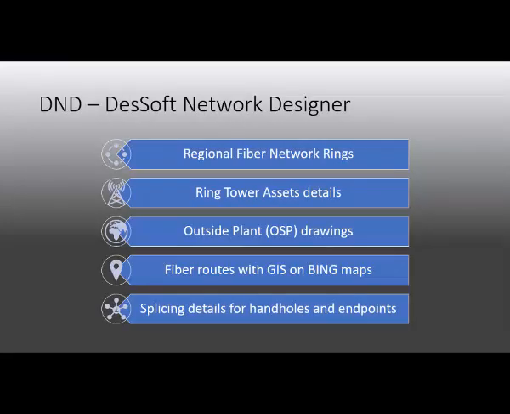We also have our DND, DesSoft Network Designer, and that is for your fiber environment. So it will allow you to create your fiber ring networks, your ring tower asset details, your outside plant type drawings, and this is done through Bing Maps that will really give you your GIS location information, and all the fiber routes, the ducting, your handholes, your starting points, endpoints can be mapped on these Bing Maps. And we also provide you with splicing details within a handhole or at your endpoint, so that you can see exactly which fiber it is connected and going to.